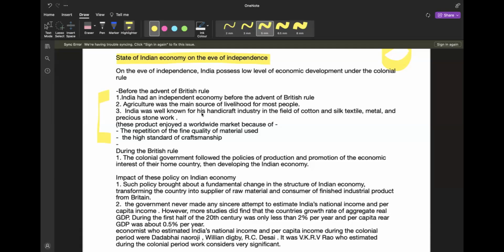India was well known for its handicraft industry. And if I ask you why India was well known for handicraft industry, you will say, ma'am, because of the fine quality of material that Indians were using, plus the high standard of craftsmanship, like the designs and all that, they were so unique that because of that, India was enjoying a worldwide fame. Clear? So quickly read it up and then tell me.